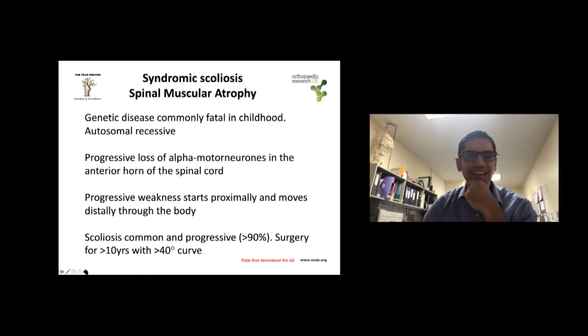Spinal muscular atrophy is a genetic condition. There's four different types of SMA. Type 1 is lethal as an infant. Type 2, where the infant can't walk. Type 3 is the child is normal up till about 18 months and they regress. And type 4 occurs as an adult. It's a progressive loss of alpha motor neurons in the anterior horn of the spinal cord. And essentially, its proximal weakness moves through distally throughout the body. And surgery should be considered early in these patients.